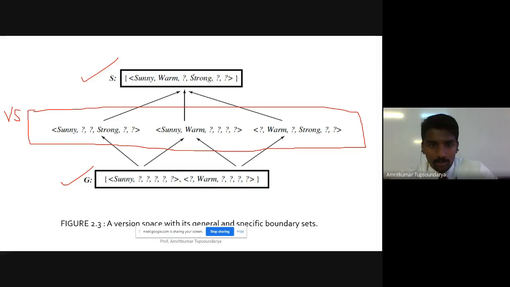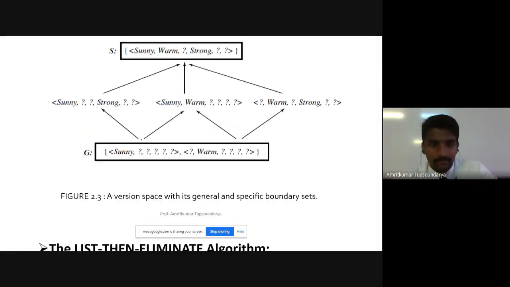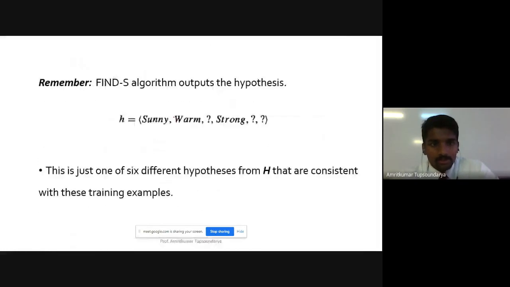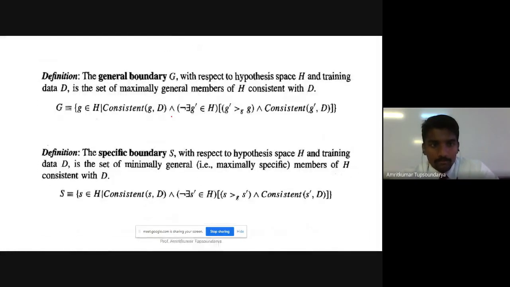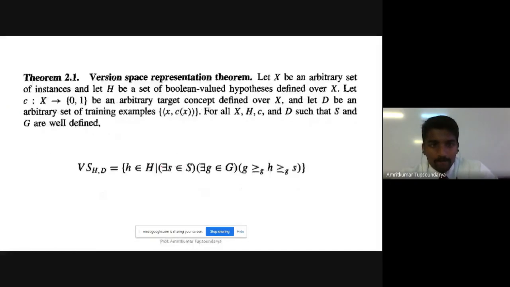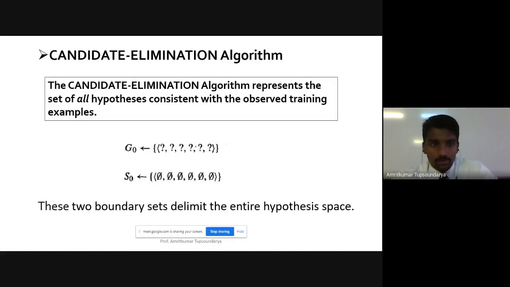So today we are going to implement the candidate elimination algorithm. We will see exactly how we get this version space at the end, right? Here is where we defined what a general boundary G and a specific boundary S are, right? And we saw the version space representation, how the version space is represented, the expression for the version space. So today we will start with the candidate elimination algorithm.